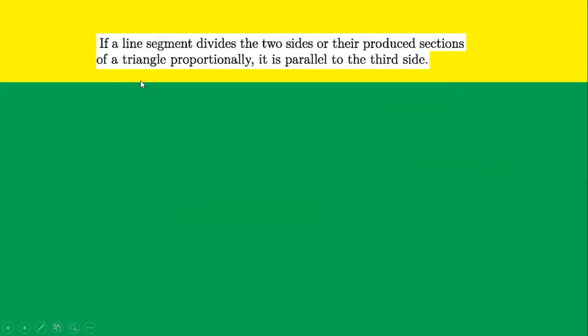Boys, now we discuss another theorem. This theorem is: if a line segment divides two sides of a triangle, or their produced sections, proportionally, it is parallel to the third side. Solution.